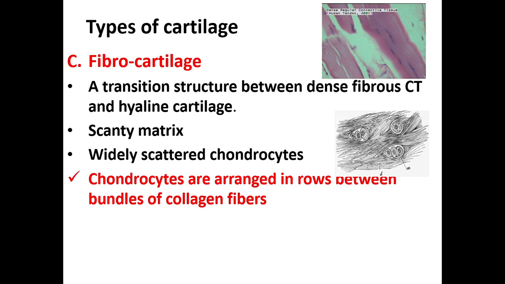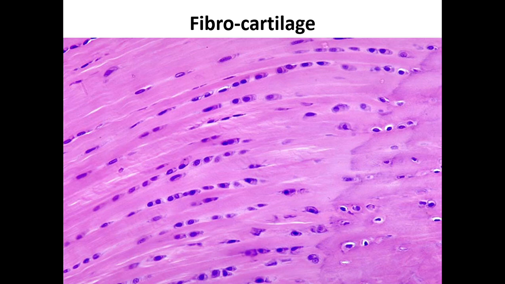Although the chondrocytes or the cartilage cells are scattered everywhere, mostly they will be arranged in rows between bundles of collagen fibers. So here we have an illustration of a fibrocartilage wherein the chondrocytes are arranged in rows in between bundles of collagen fibers.